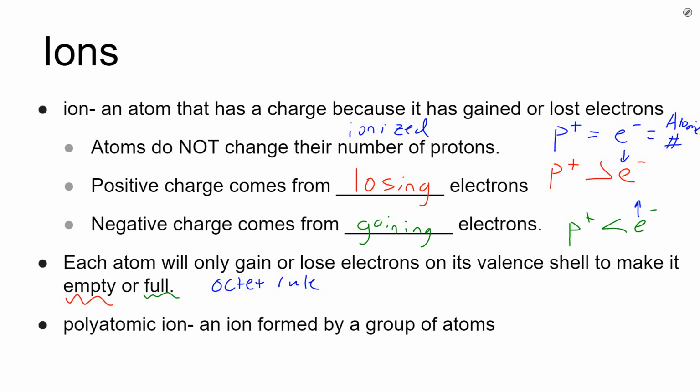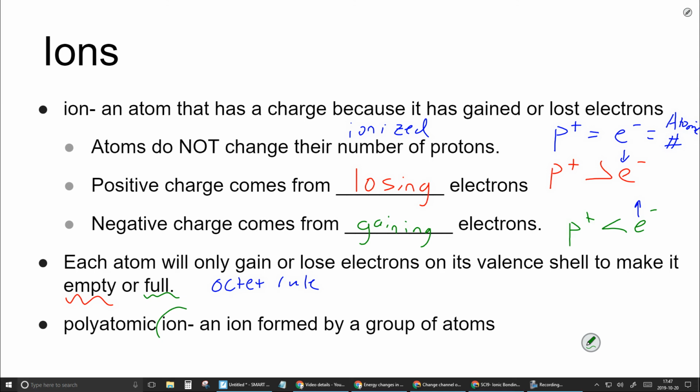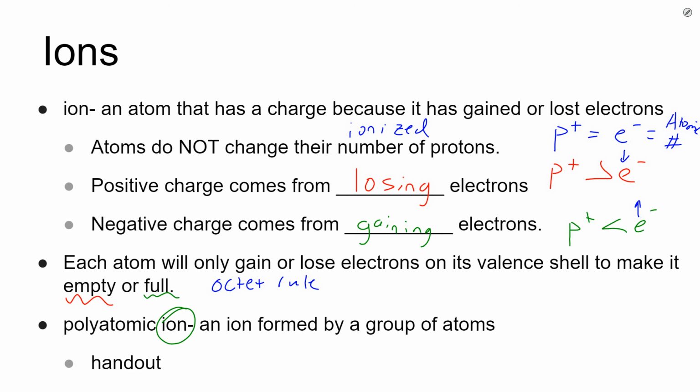Something new here on this slide, there is a thing called a polyatomic ion, and a polyatomic ion is an ion formed by a group of atoms working together as if they are a single ion. And so they are usually negatively charged. There's one exception to that on your list that you will have, and you do not need to memorize these. This is a list that should have been handed out here. You will be allowed to use a list like this on the test.